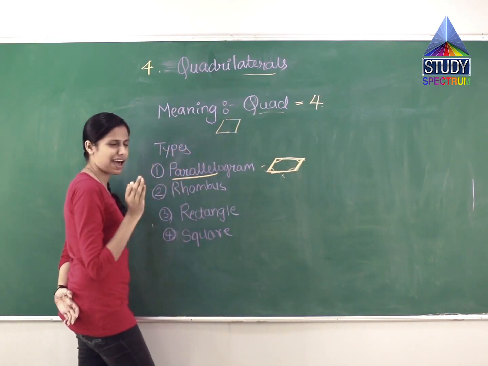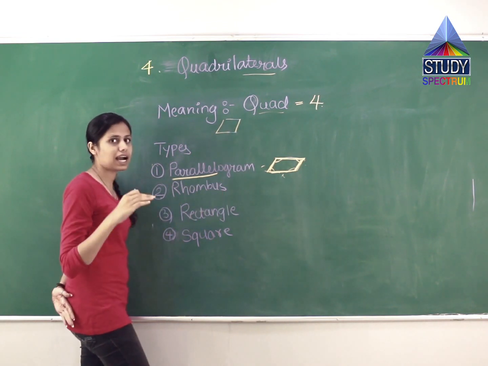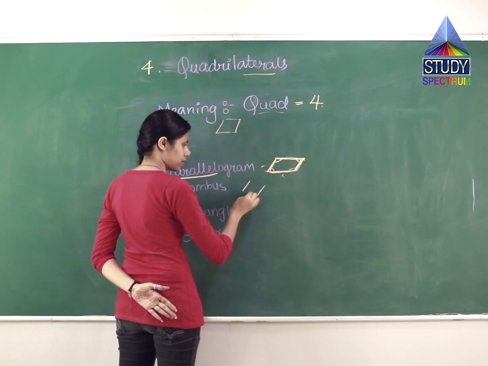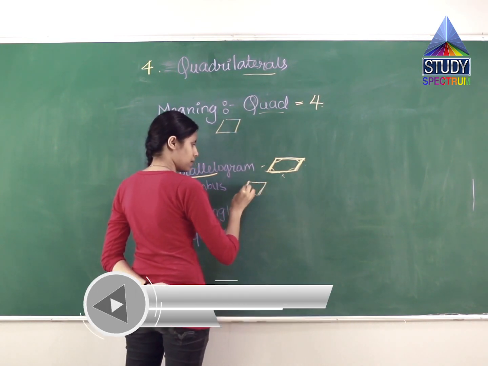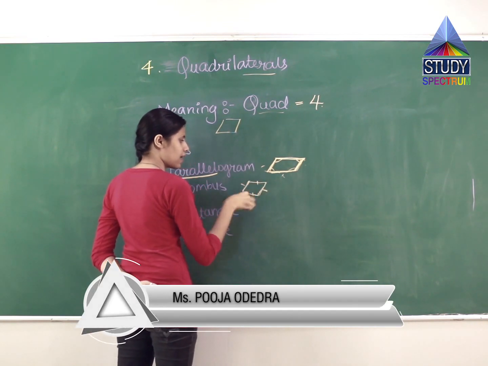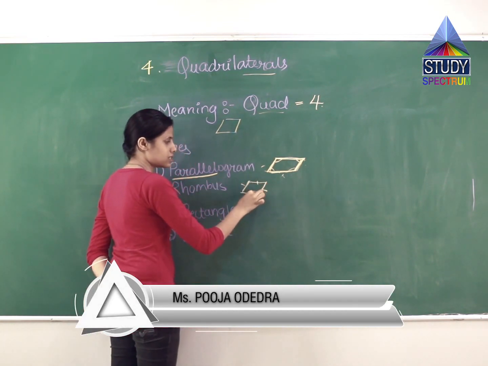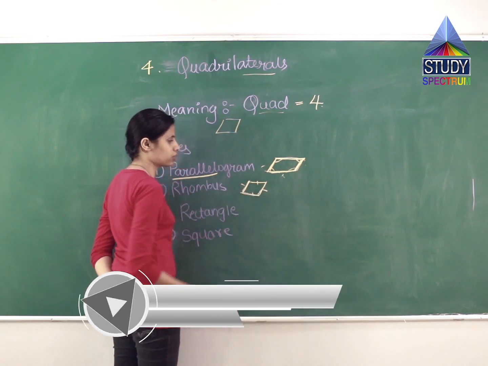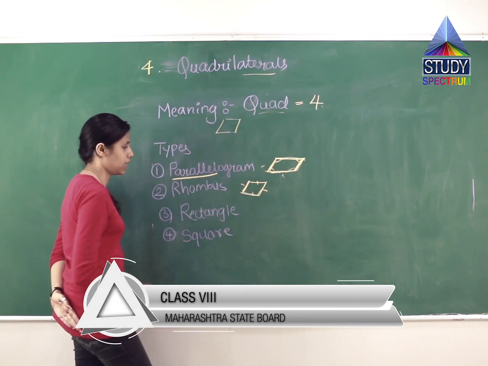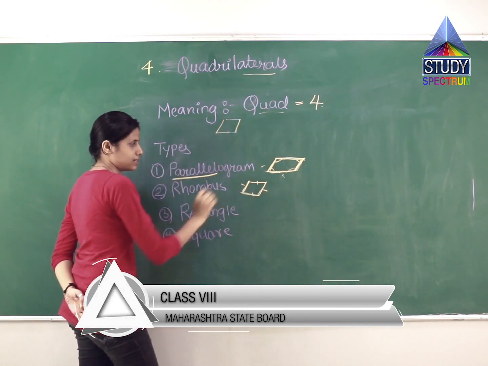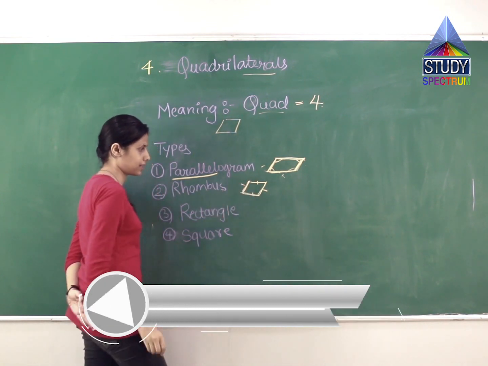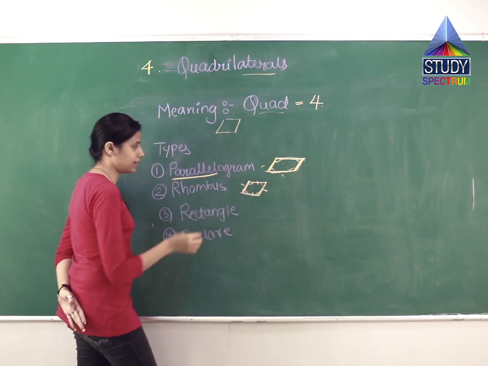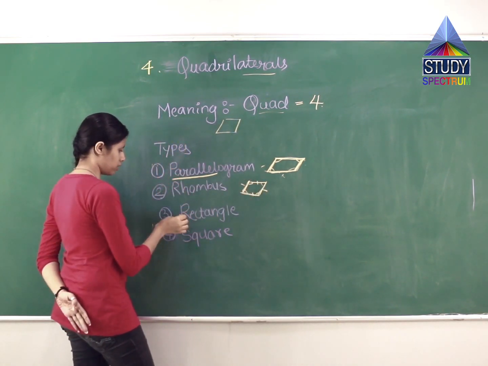A rhombus is similar to a square, basically a kite shape. It is somewhat like this. It means all these sides are the same. The length of this is equal to the length of this, and is equal to the length of this, and is equal to the length of this. All the four sides are equal. As it is a quadrilateral, it has four sides. All the sides are the same in length, and it has four angles like this. We will study this in detail also at a later stage.